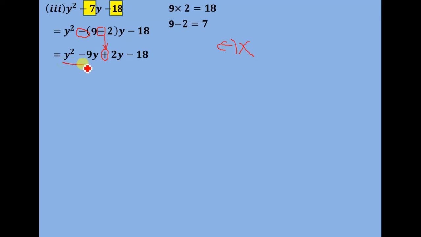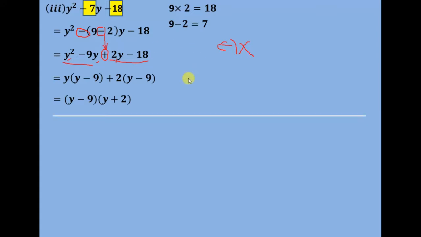Now the next step, I'll take common from here and I'll take common from here. We can see that here y is common and here 2 is common. So let's check. When y comes out, we get y minus 9. When plus 2 comes out, we get y minus 9, since 2 nines are 18. Here also we'll find y minus 9 common. So when I take y minus 9 common out, I'll get y plus 2.